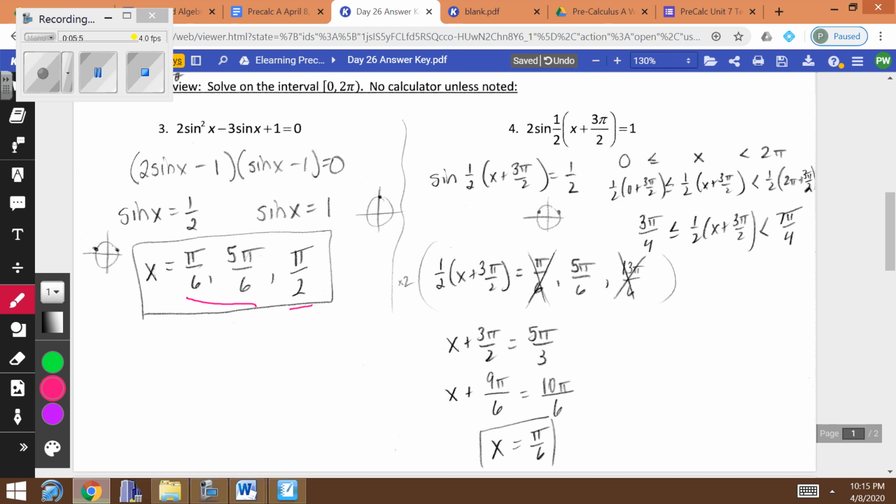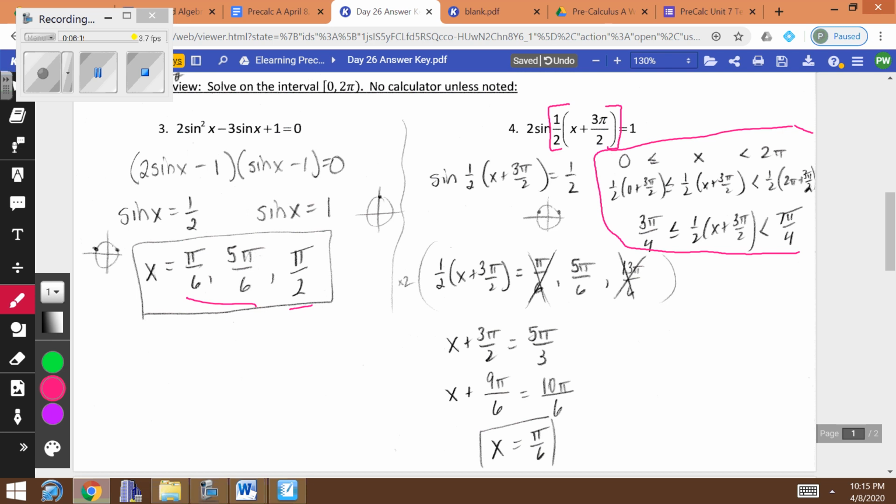Number 4, this one's a little bit more complicated here. Again, there's only a sine in here. When there's only a sine, we know I'm going to need to adjust my interval. So this is me adjusting the interval over here. From 0 to 2 pi, we're going to do 1/2 times the x plus 3/2. So we're going to have to add 3 pi over 2, then multiply by a half to get our new interval. I'm going to divide by 2 right here to get the 1/2.